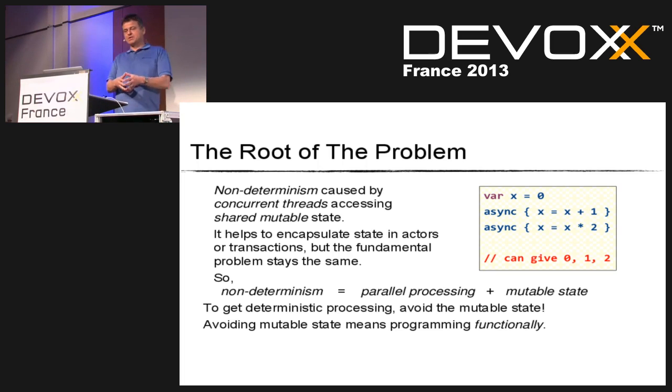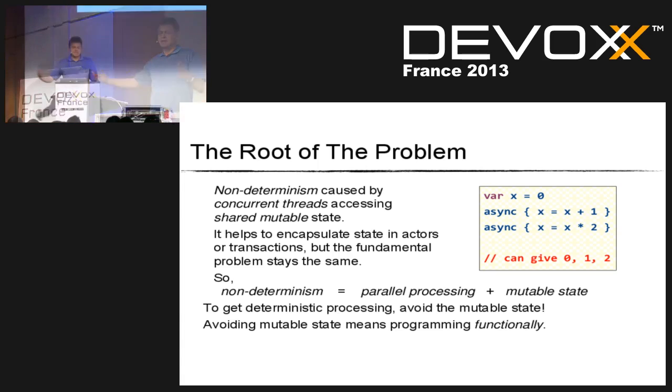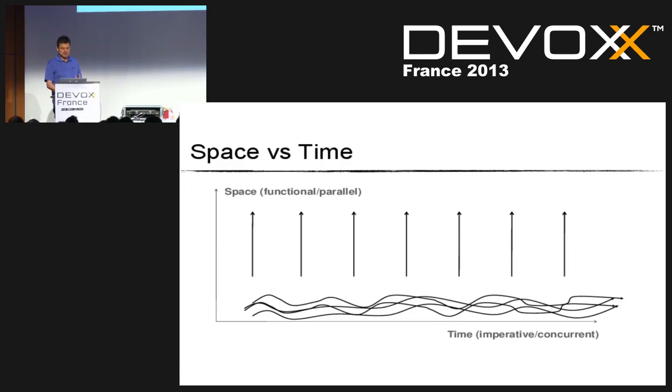So to get back to sanity, to largely deterministic processing, it means that we have to reduce, ideally avoid, but I won't go that far, just reduce, be very careful with mutable state, because that's the thing that will actually cause us the problems. And avoiding mutable state means programming functionally. So I think that's really the catalyst.